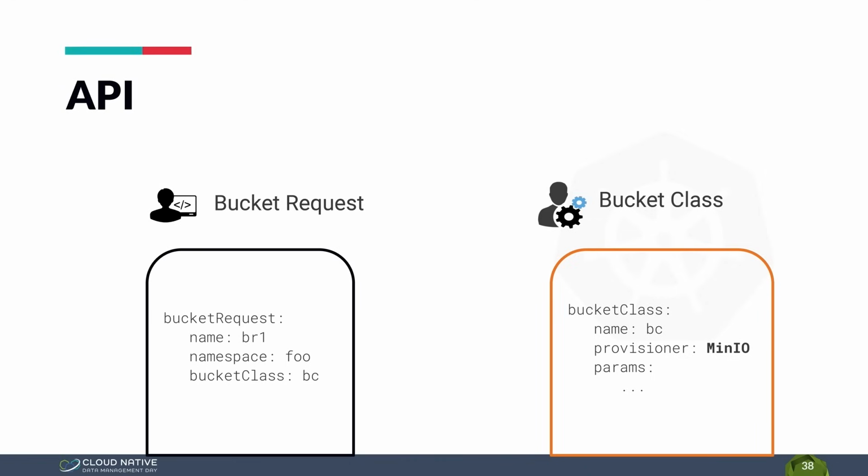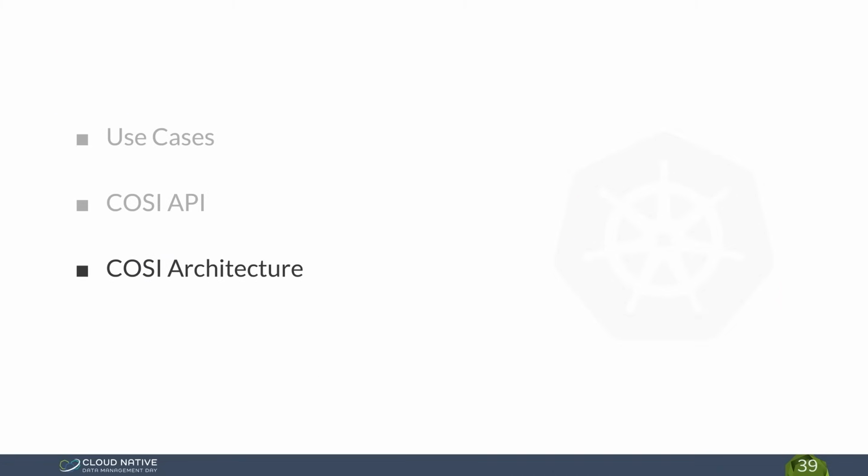So the bucket request would have no need for any changes, and it would directly point to the new bucket class, presumably in a new cluster, and whenever that is processed by COSI, it'll end up talking to MinIO instead of S3 to provision that bucket. So you'll get buckets from your local on-prem object storage rather than from the cloud. So with no changes from the application's perspective, from the developer's perspective, you can just move across platforms as shown here. So that concludes our API section of the talk.